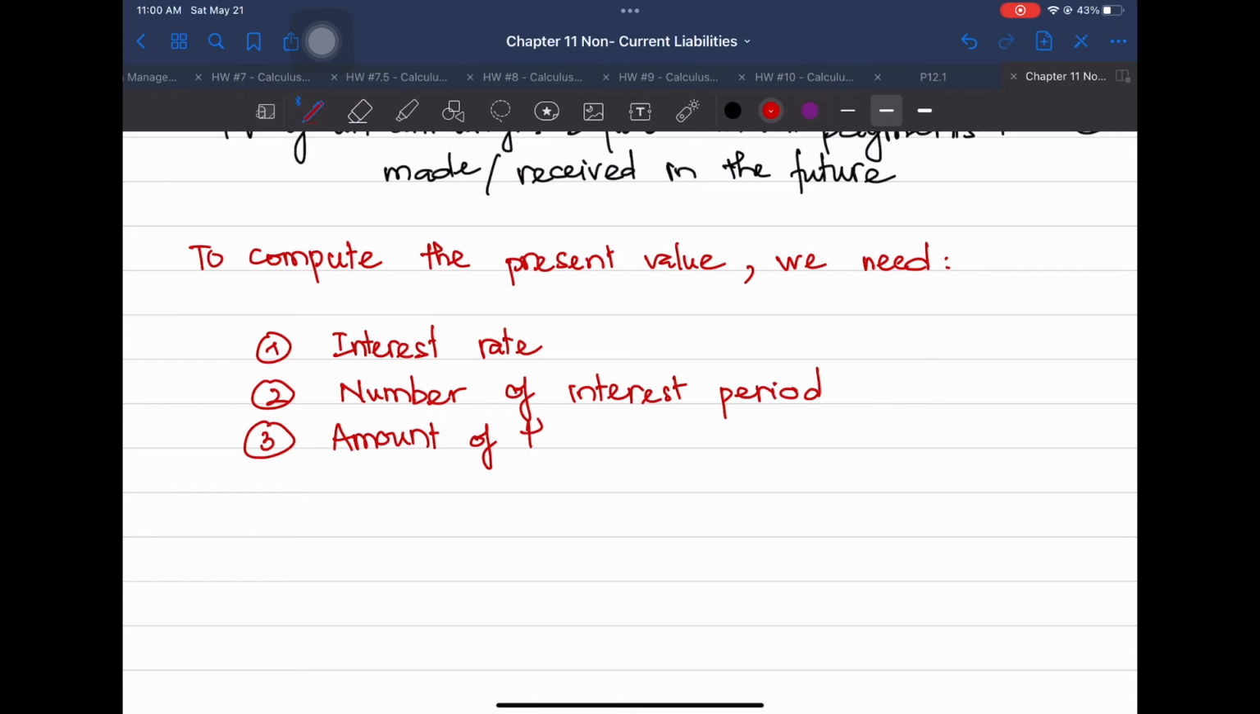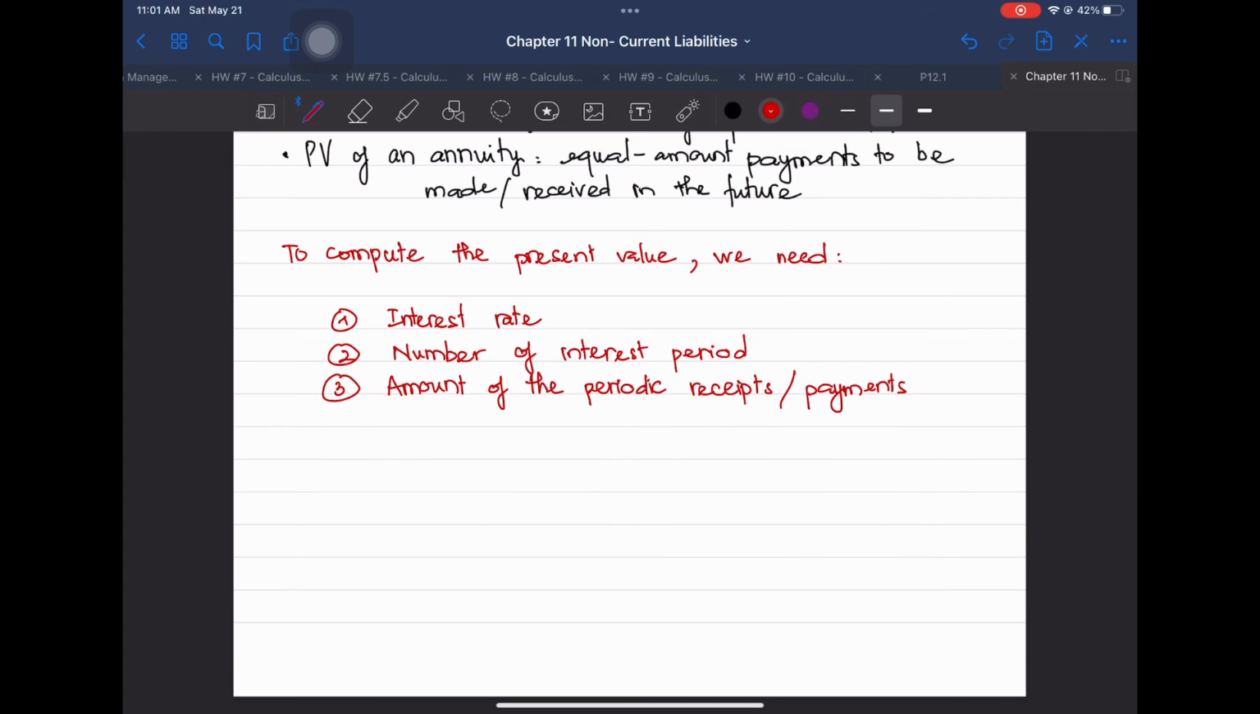So you can use the table to search for the periods and the interest rate. And the table does have two sides, so please use it carefully.